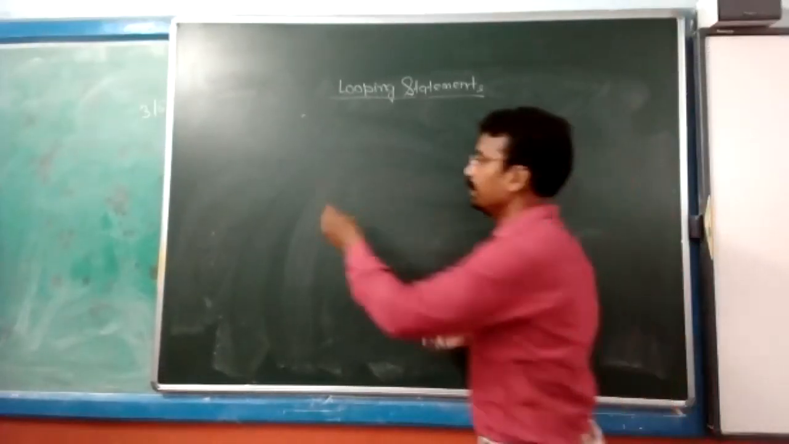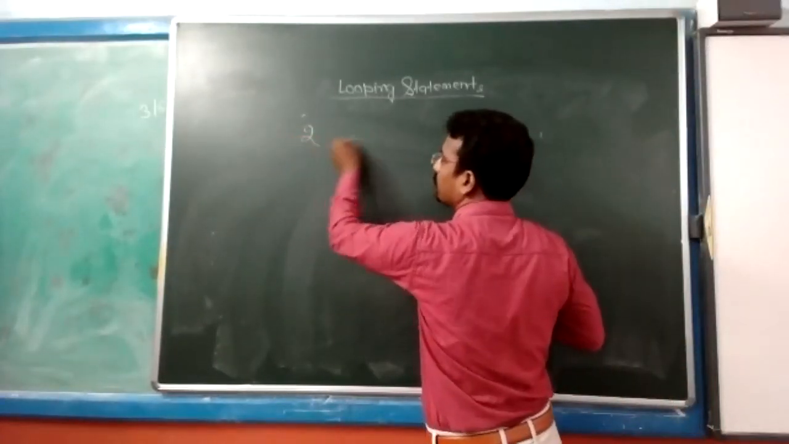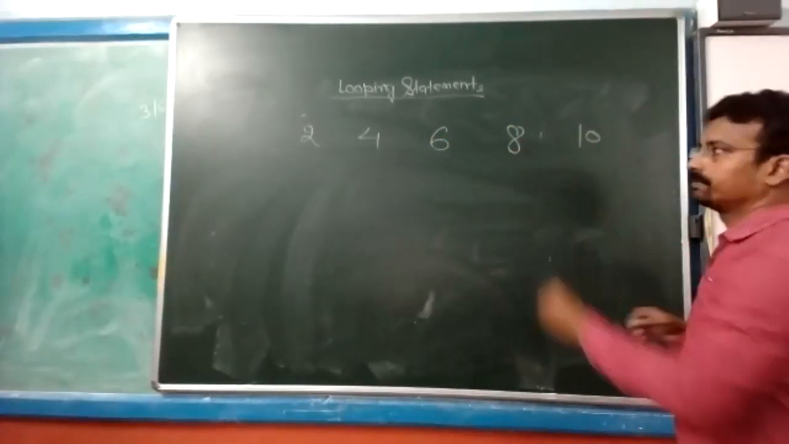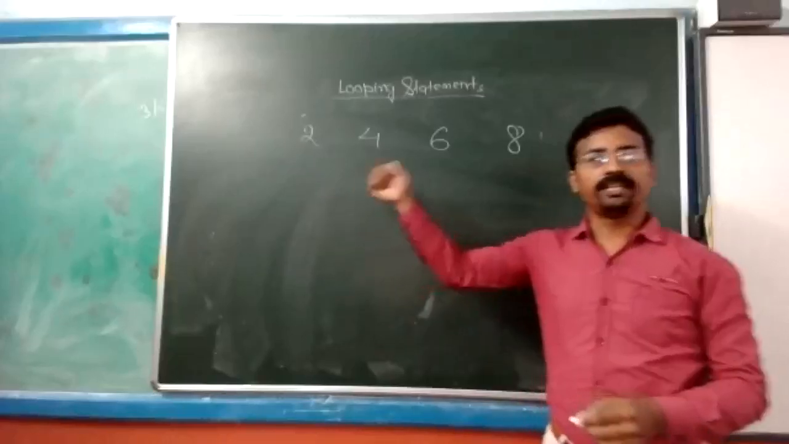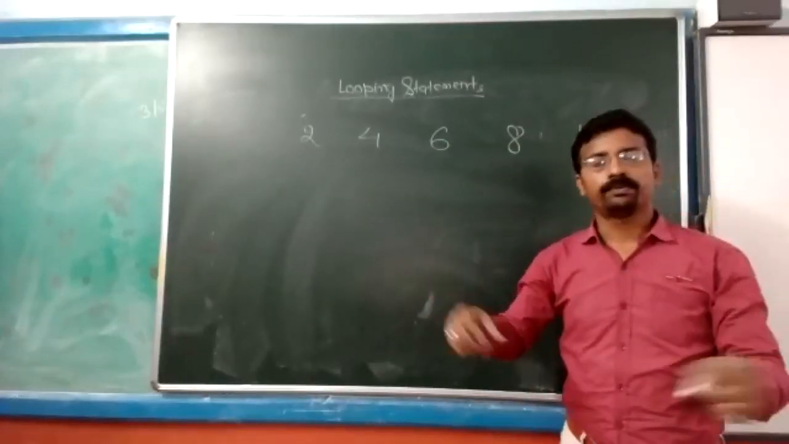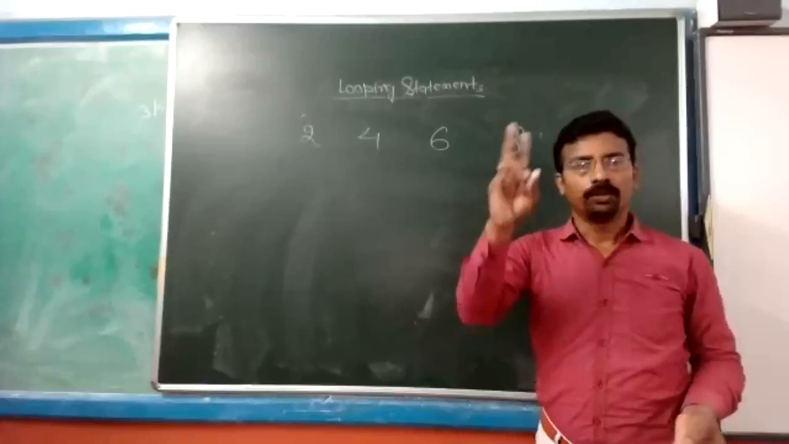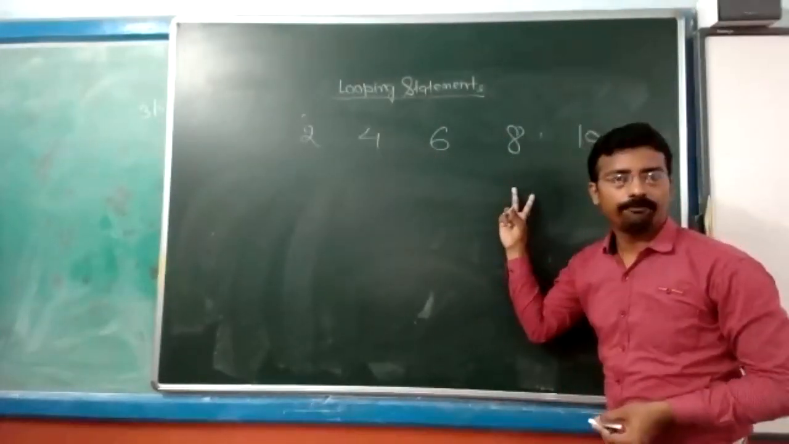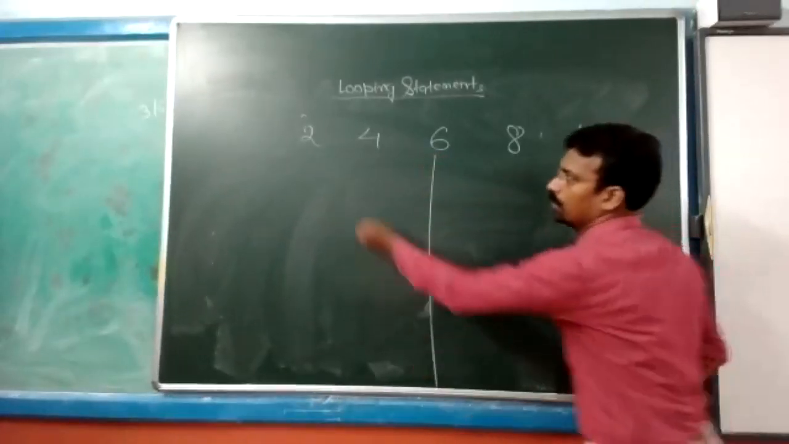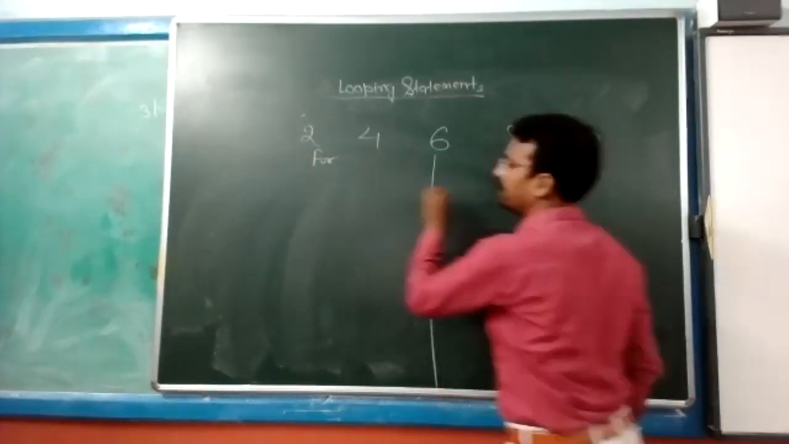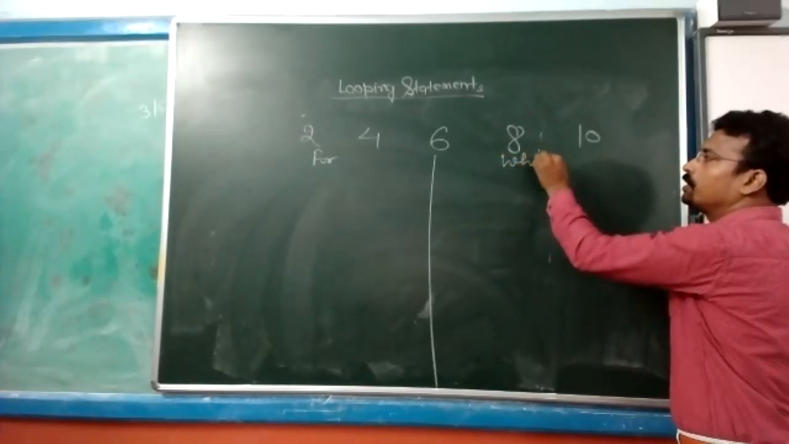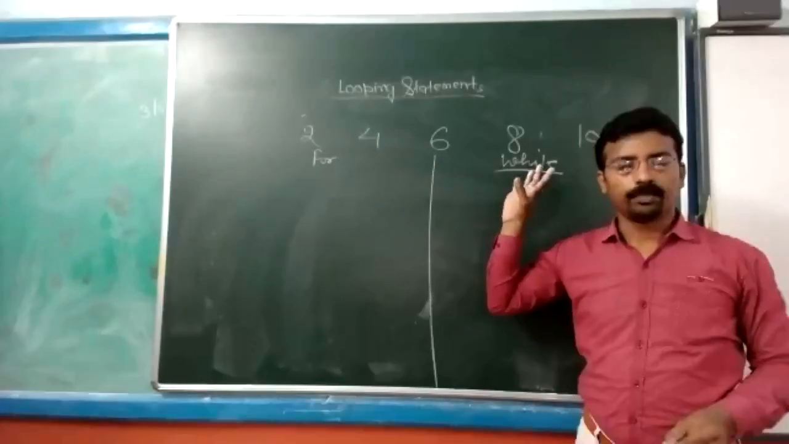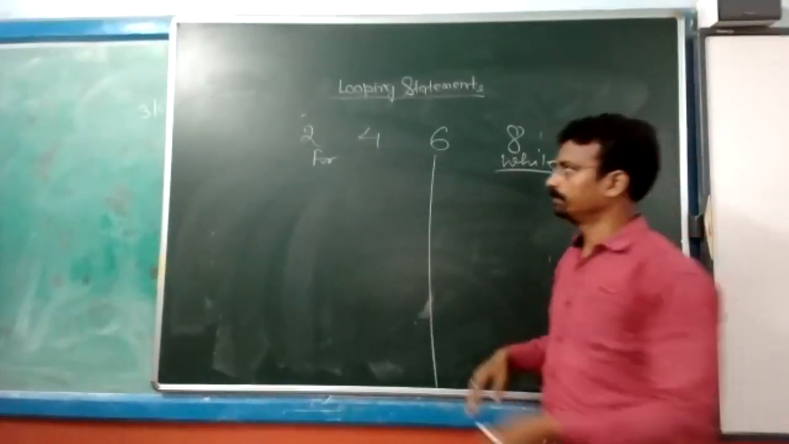Now see again. Now the question is changed: 2, 4, 6, 8, 10. Now the series is changed. Same loop, series changed. So we will do this program two ways: one using a for loop, and second, in parallel, a while loop. You have to make the comparison of which is easier for you. You can adopt any one in the examination.